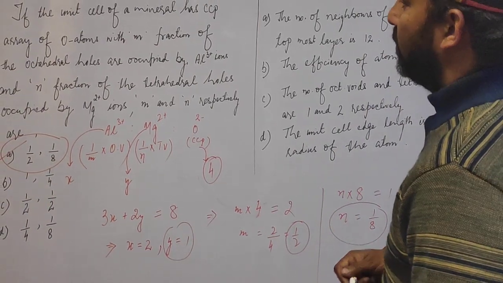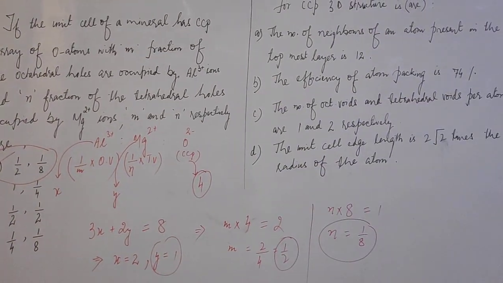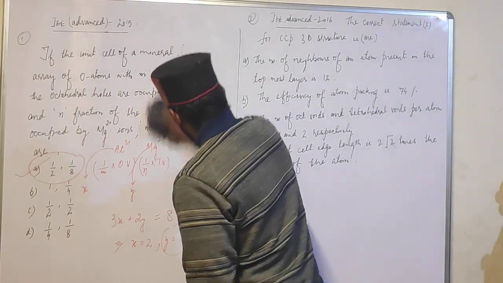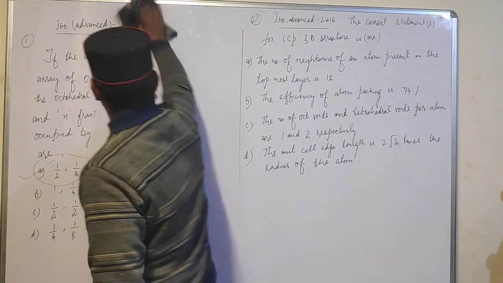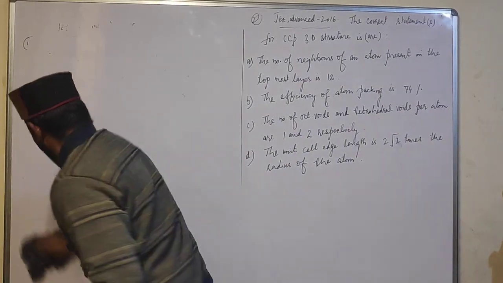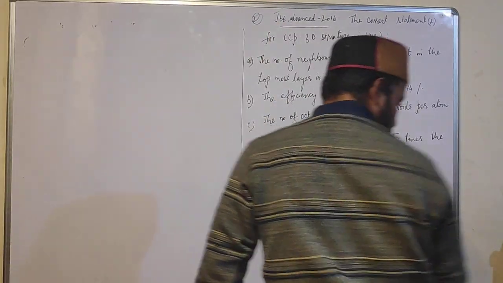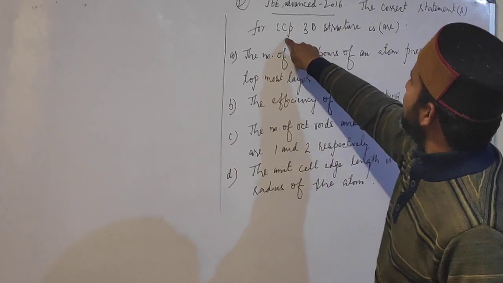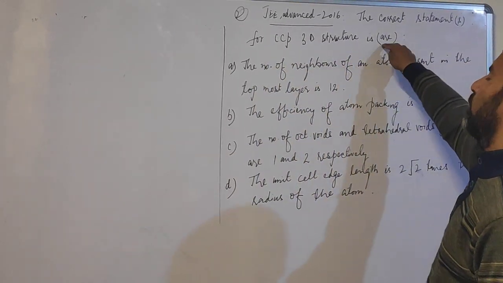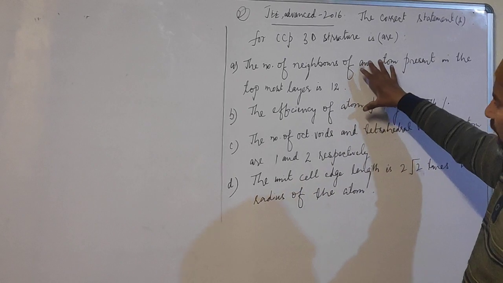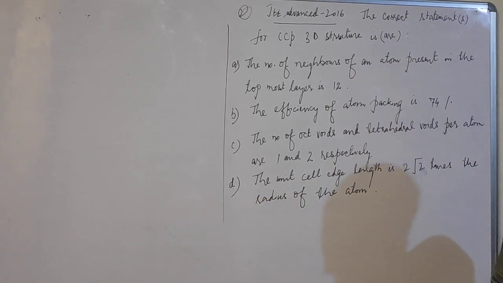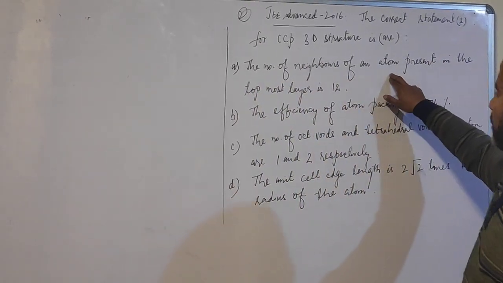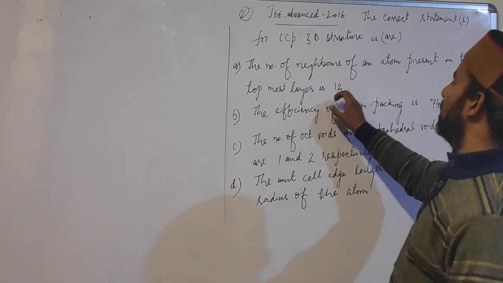Now students, the next question is again from the JEE Advanced exam, and this is a multiple choice question, which means more than one option can be correct. Now students, the question is: the correct statement or statements for the CCP three-dimensional structure is/are. So you have to look at these 4 statements and find the correct ones. Now students, the first statement is the number of neighbors of an atom present in the topmost layer is 12.